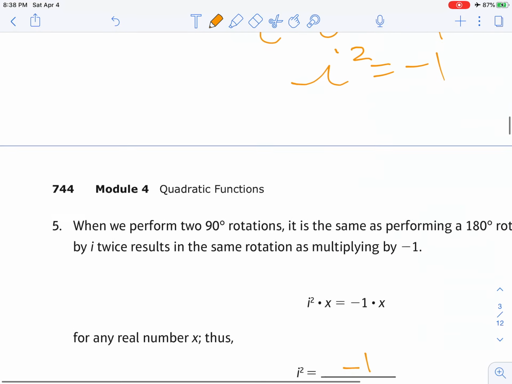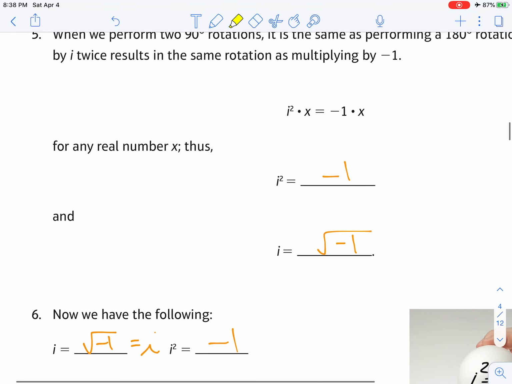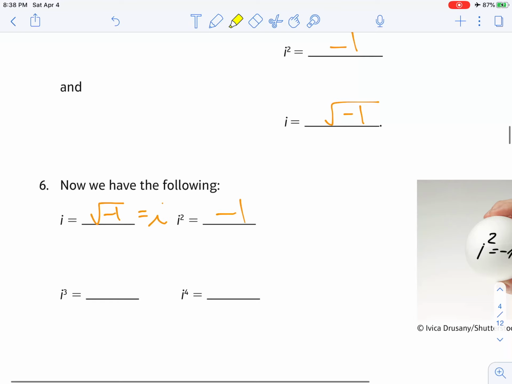i to the third, okay, so if I go another round, so let me do this one. I went from here to here and I got i. I multiplied it by another i, went here and got negative 1. Then if I multiply it by another i, I'd end up at negative i.